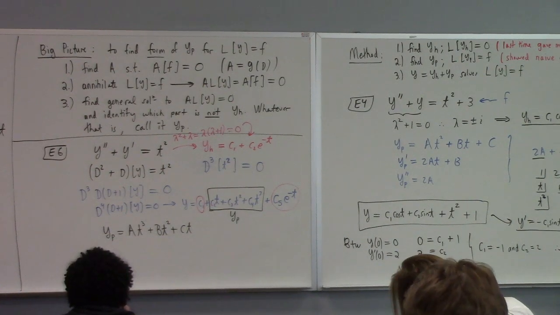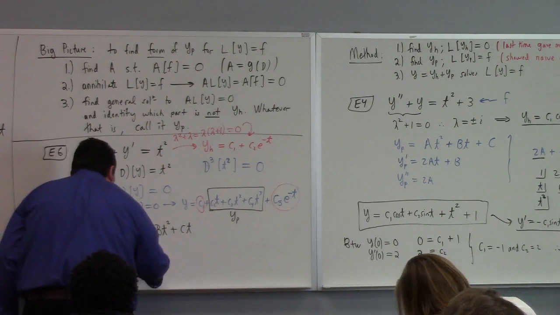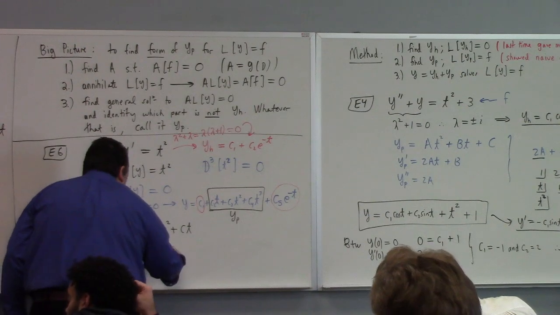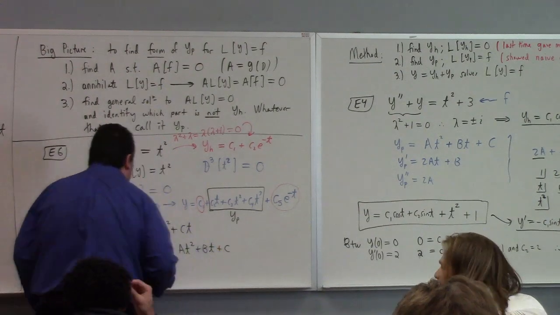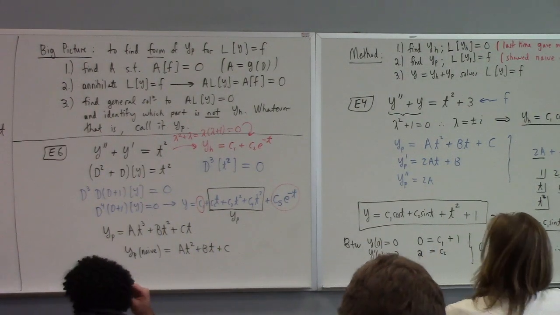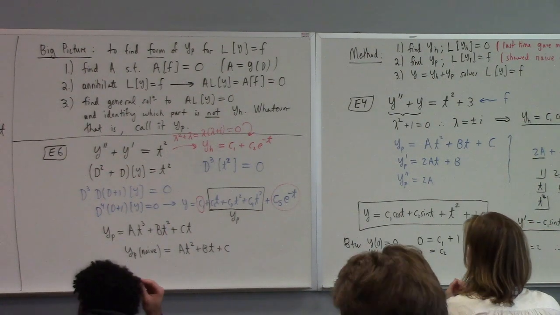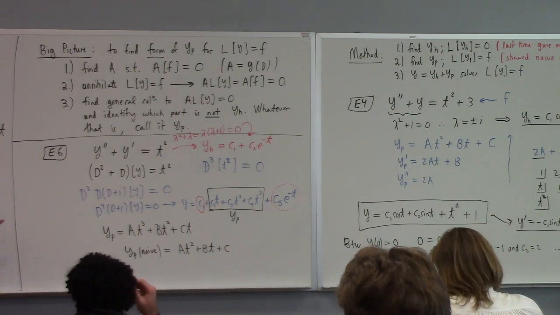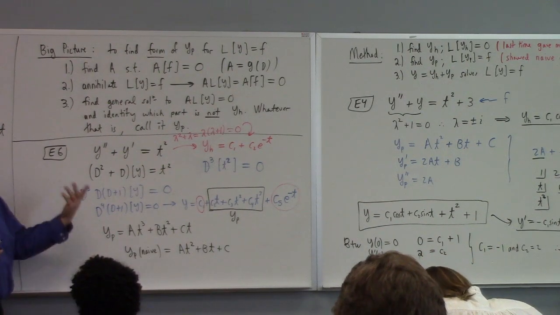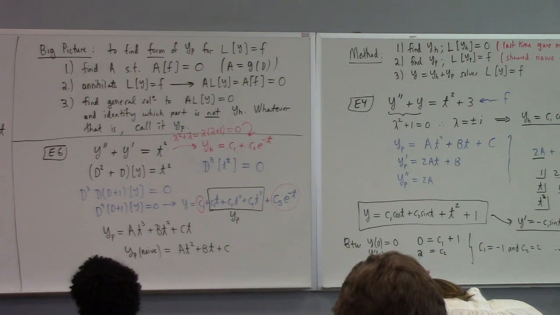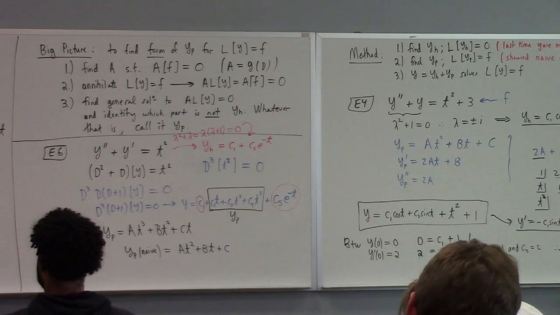What's the naive guess, by the way, in this context? It would have been at squared plus bt plus c, right? So what's happened here is we've taken the naive guess and multiplied by t. That's what the annihilator method told us to do. Then to solve this problem, you take the derivative, the second derivative, and plug it in. You'll find values of a, b, and c which make it work. You guys can do that.